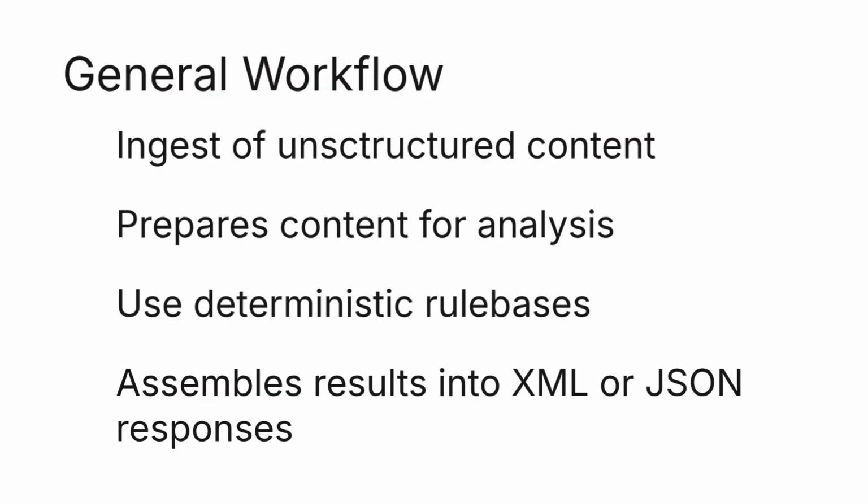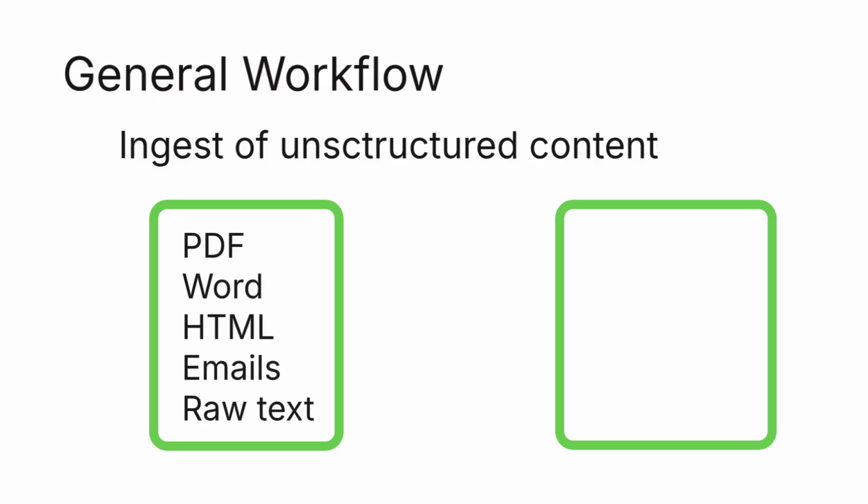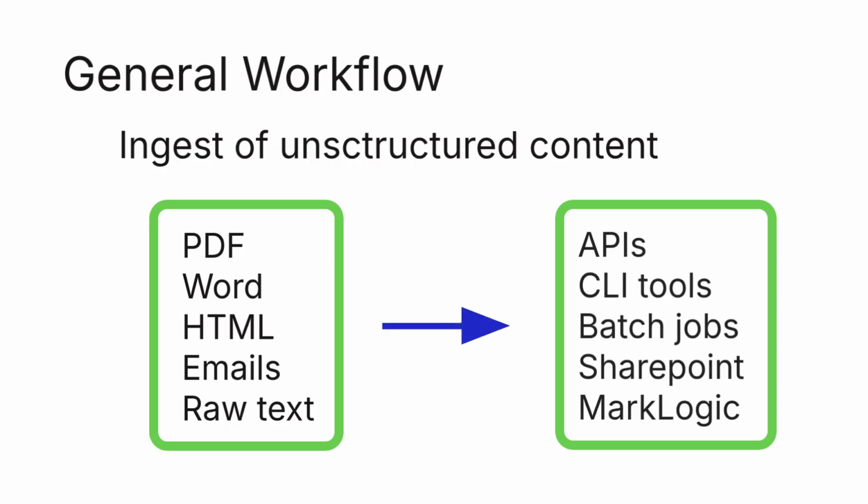What does the general workflow for Semaphore Classification Server look like? We have four general stages beginning with the ingest of unstructured content. This starts by receiving unstructured content such as PDFs, Word files, HTML, emails, or raw text from client applications. Content can be submitted through APIs, command line tools, batch jobs, or integrations like SharePoint and MarkLogic.